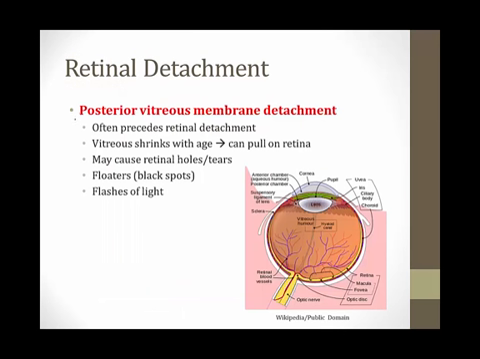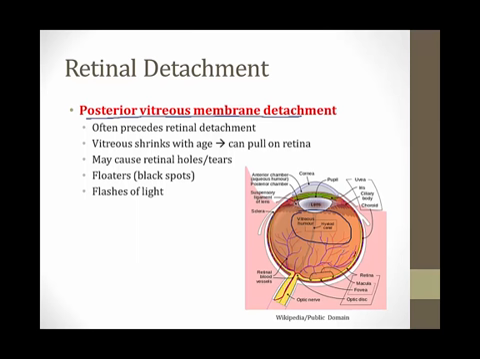In many cases, a retinal detachment is preceded by something known as a posterior vitreous membrane detachment. If you look at this drawing of the eye, you will notice that the vitreous humor sits just inside of the retina, and the vitreous humor is surrounded by something called the vitreous membrane.